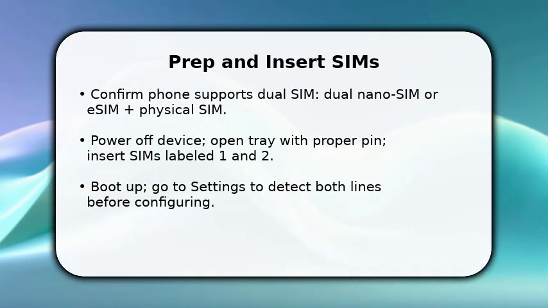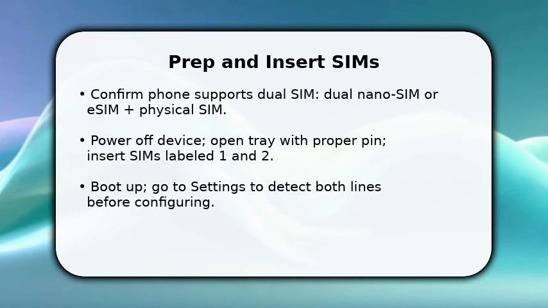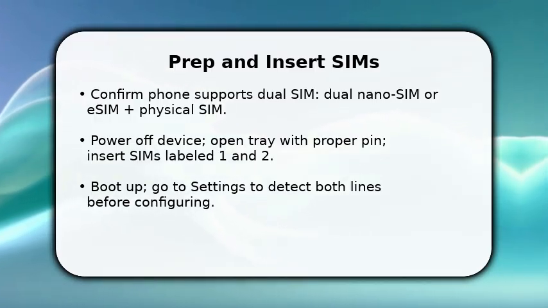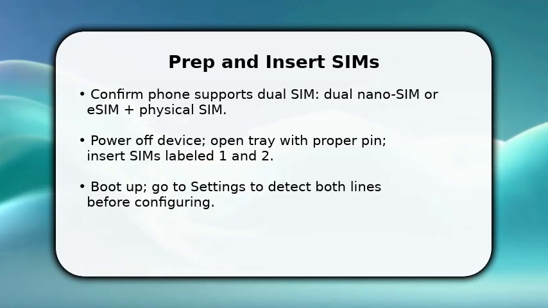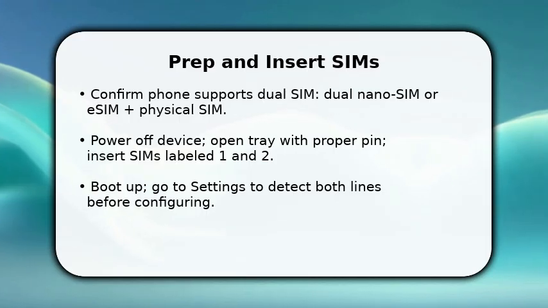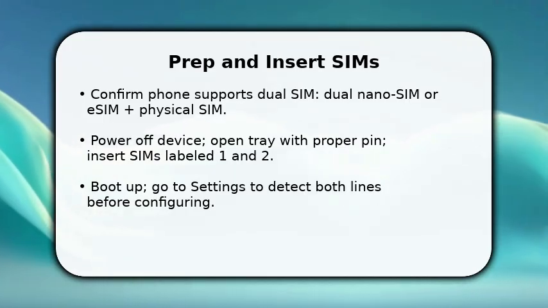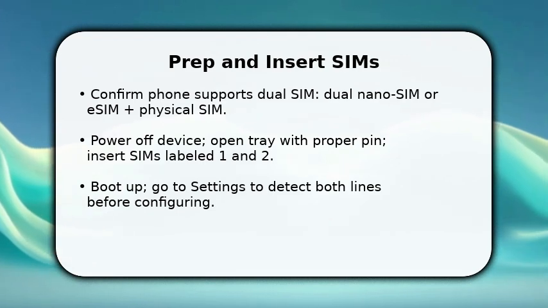You'll start by verifying your device supports dual SIM, dual nano SIM, or eSIM plus a physical SIM, and that each plan is active. Once done, power off the phone, use the eject pin, and carefully place the cards in the correct tray positions, SIM 1 and SIM 2. Make sure the tray seats fully and then boot the phone. After the system loads, go straight to Settings to confirm both lines appear. This establishes the baseline before you configure voice, SMS, and data routing.